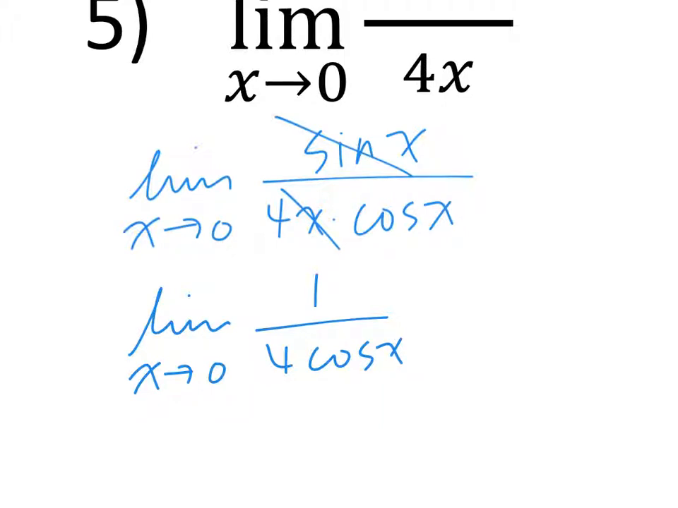Plug it in. All right, plug it in. What do we get? 1. What's cosine 0? Oh, 1. Yeah, 1/4. So don't be scared by the cosine. You're like, oh, it doesn't cancel with anything else. It doesn't need to. Cosine 0 is 1.